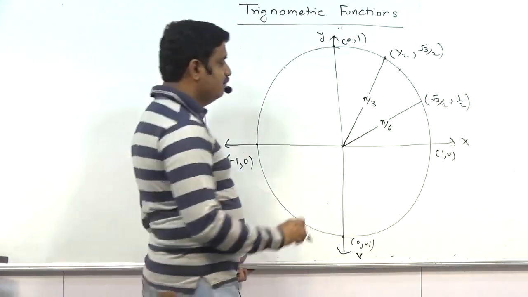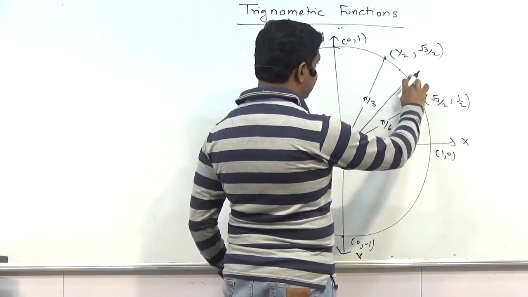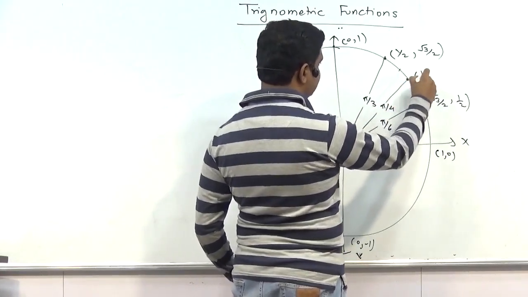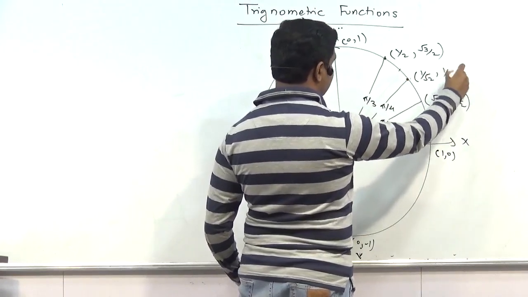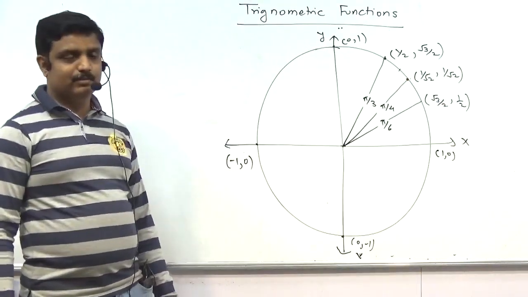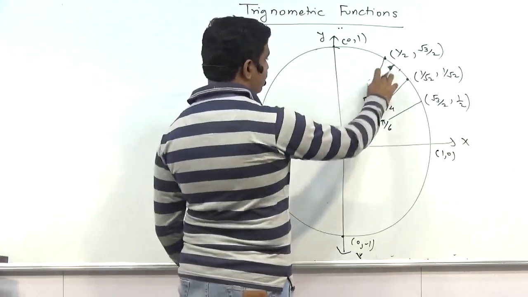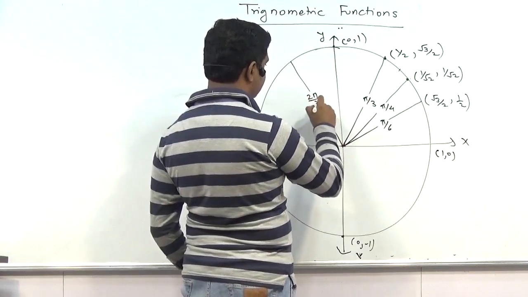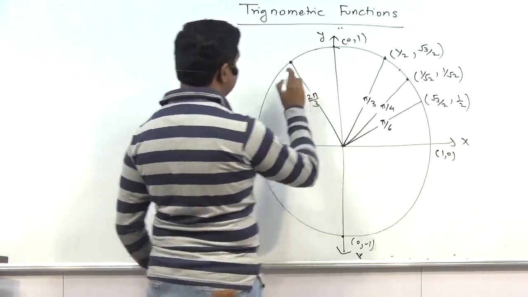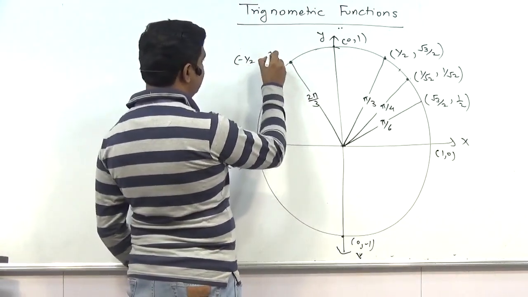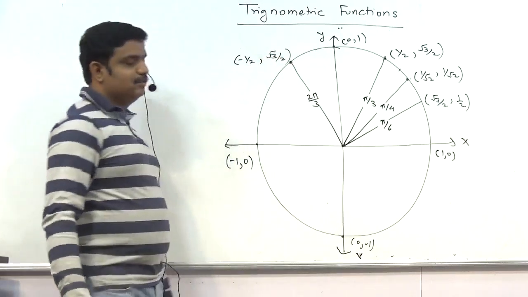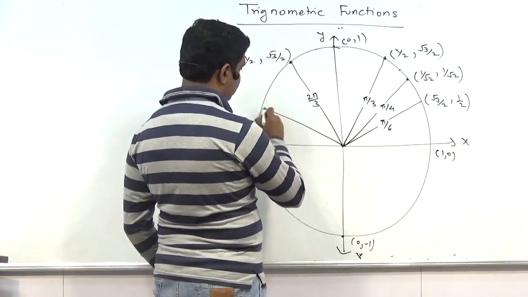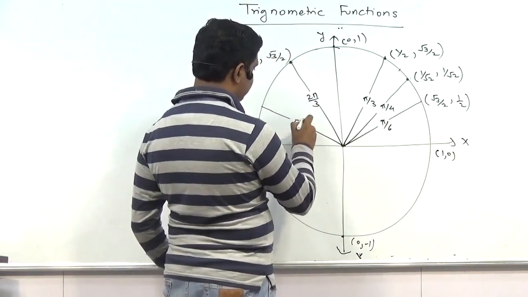Correct? Then in between, there is pi by 4. Yes, very correct. What are the coordinates? 1 by root 2, 1 by root 2. Agree with this? Then 120 degree, 2 pi by 3. What are the coordinates? Yes, minus half, root 3 by 2. You can easily do it quickly. What is next? 150 or 5 pi by 6.